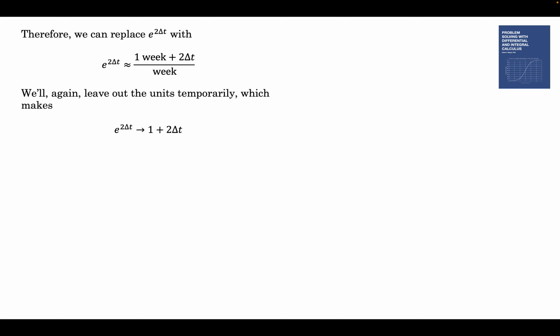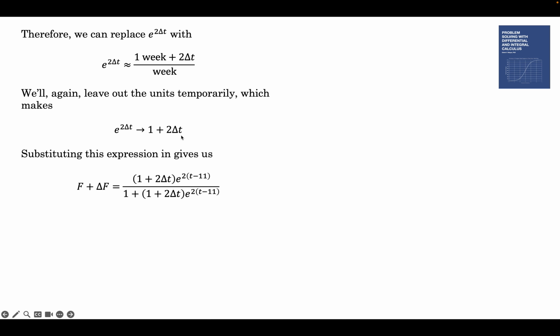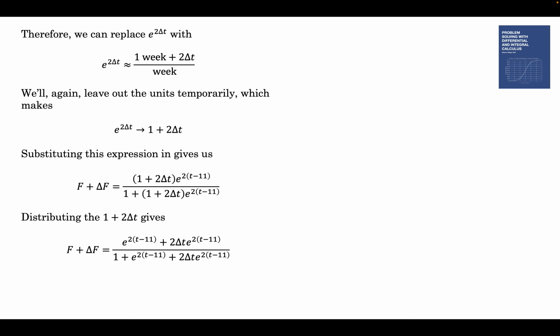So e to the 2 delta t, and that actually is e to the 2 delta t divided by weeks. All right, so that's what it is with the units. And we could leave out the units temporarily, but you have to understand that this is a pure number, but this is 2 delta t divided by weeks. So now we have this expression, substituting in the limit for small delta t. And we can distribute that, 1 plus 2 delta t, and we get this.